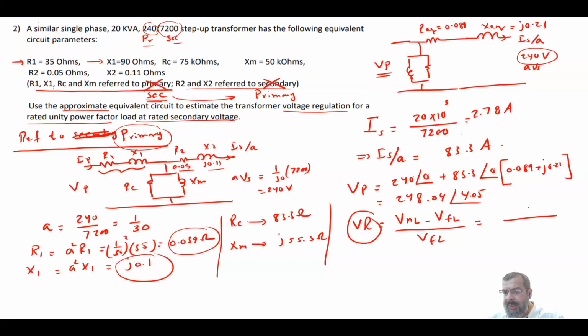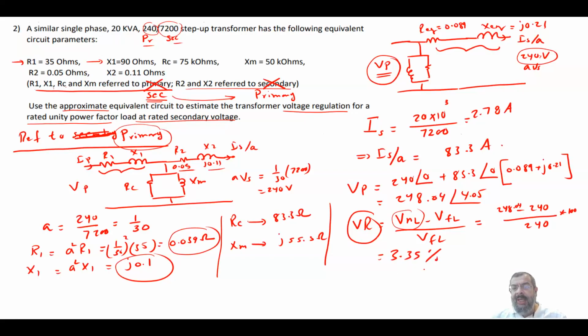That was the voltage, so this will be minus 240 and this is 240. Now, what is the voltage at no load? Imagine the current I is equal to 0, no current. So the voltage at the secondary will be the voltage at the primary side because there is no voltage drop, which is equal to 248.04, everything times 100, and this gives me a total equal to 3.35%. So that is the voltage regulation.